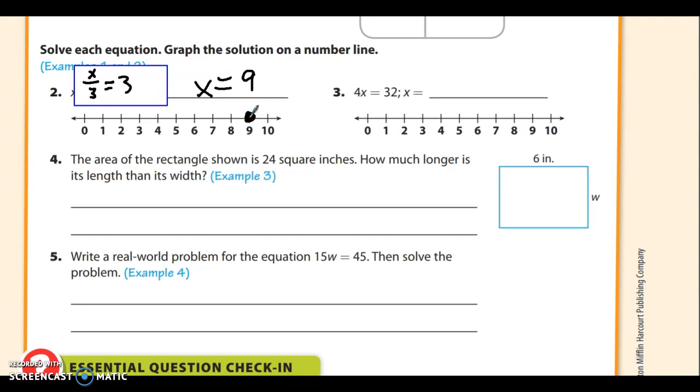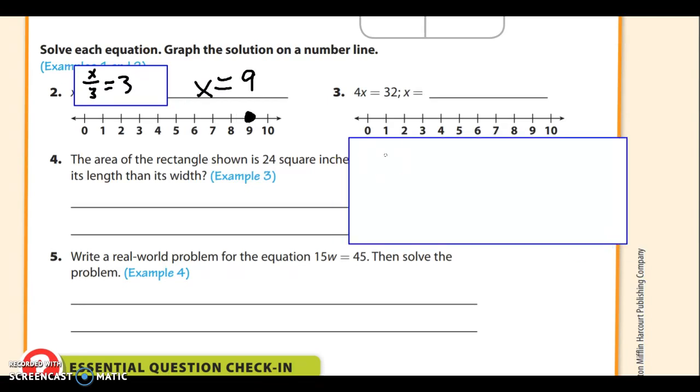So number 3, I'm going to make a little whiteboard for number 3 too. It says 4x equals 32, and 4 next to x means 4 times x. And so we solve a multiplication equation by dividing. So we're going to divide by 4. And 4 divided by 4 cancels, and so all I have left is x. And 32 divided by 4 is 8. X is equal to 8.